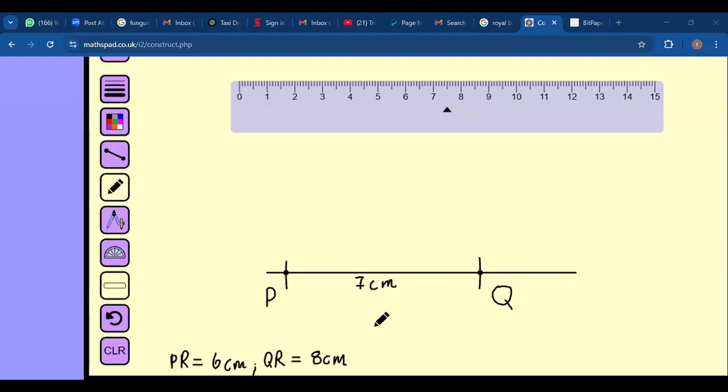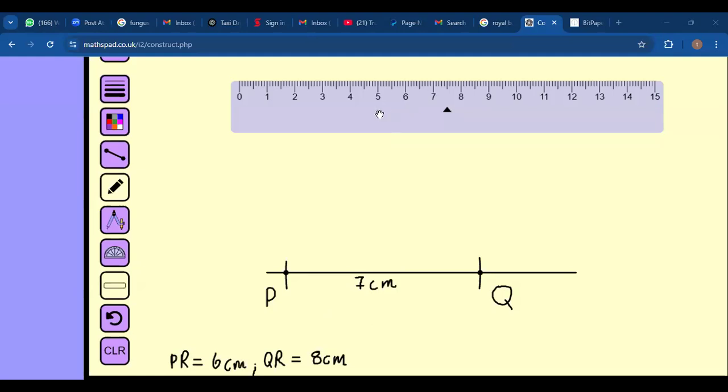All right, class, what is the measure of PR? PR is how many centimeters? 6 centimeters. Yes. Very good, 6 centimeters. And what is the size of QR? 8 centimeters. Yes, 8 centimeters, very good. So PR is 6, so what does that mean?